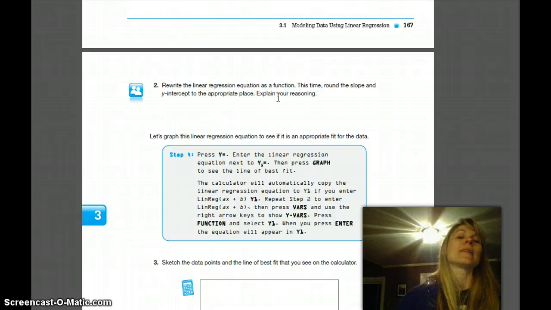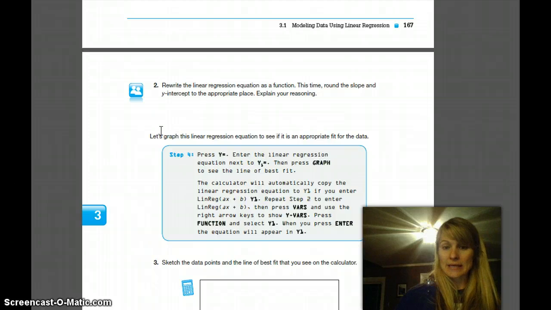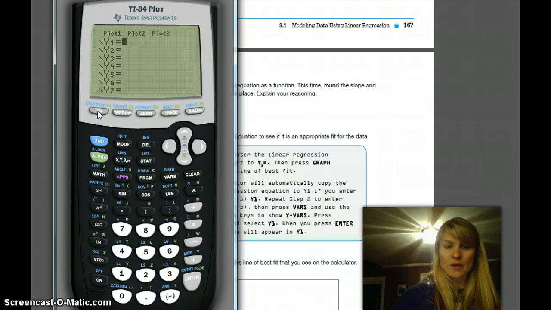Then it asks you to take this slope-intercept form, and they want you to put it into y1. Now it goes through a lot of detail on how you can copy and paste it, but we want to put this rounded equation in there. So whatever you write here, you're going to bring your calculator back up, go to your y equals, and put it in here.